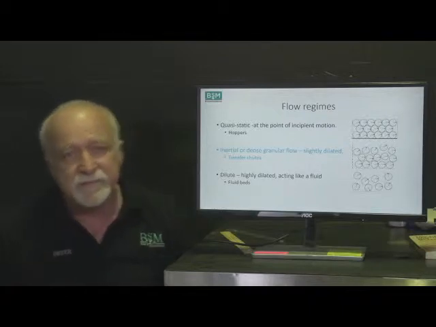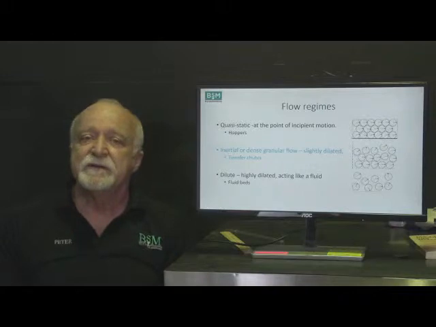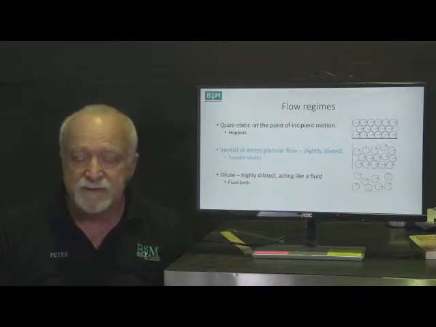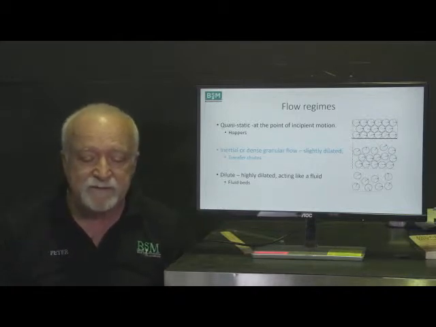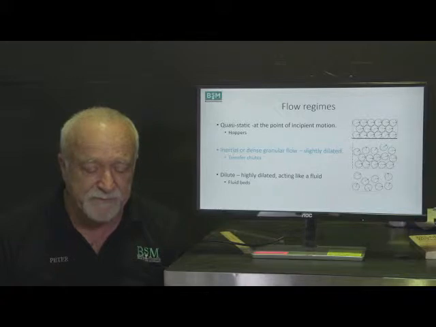The second type of flow is the inertial or dense granular flow regime. This is where the particles have begun to move. They are moving, they've got some velocity, and therefore they're dilated. And this is the sort of flow that we get in transfer chutes.